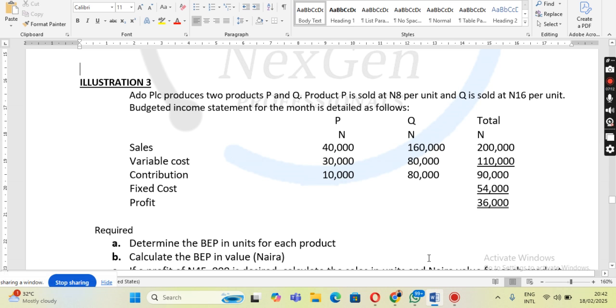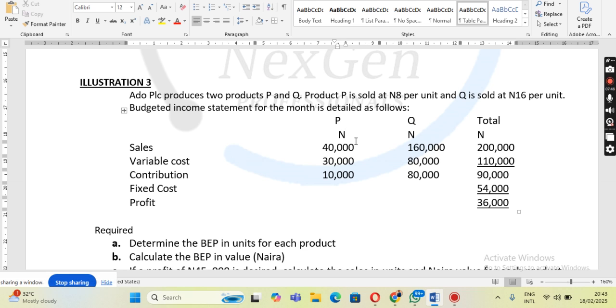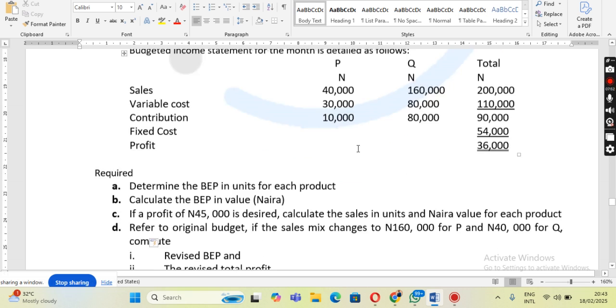So, since the question says you should look for units, you need to get your sales in unit mix. That is what will form part of your weighted average. Now, the question is, how will you calculate the sales in units? You were given the selling price and the total sales. To get the sales in units, you divide your total sales by the selling price per unit.